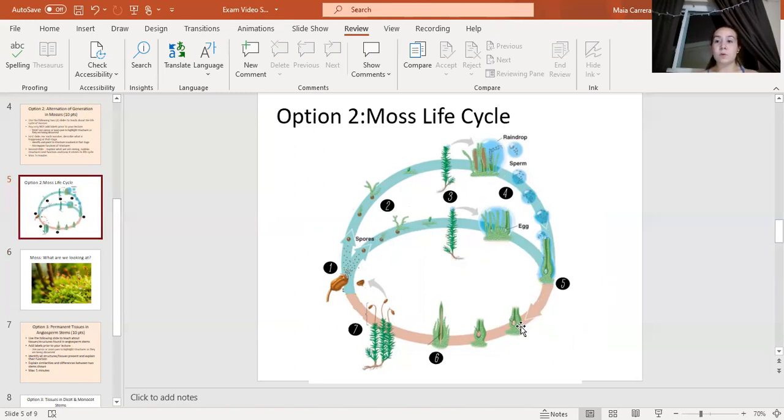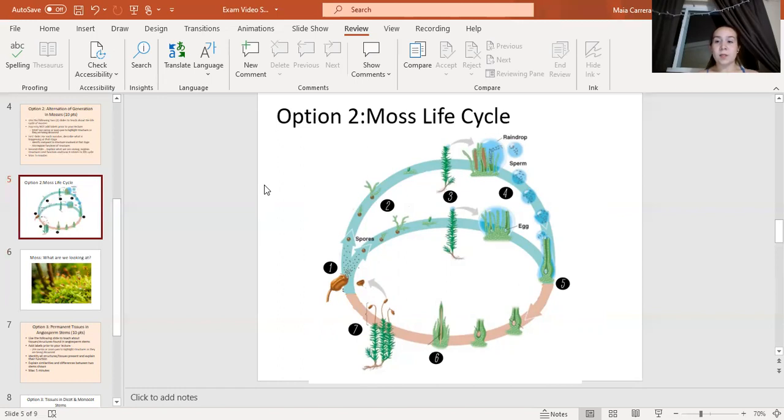And then we have the zygote fertilizing within the archegonium, and then it develops into an embryo, and then this embryo is going to grow into a young sporophyte, and then this young sporophyte is going to develop into a mature sporophyte, which is the capsule, the seta, and the foot. And within the capsule, we're going to have spores released through meiosis. And this process is going to repeat as many times as needed until the moss that we are looking at ends up dying.